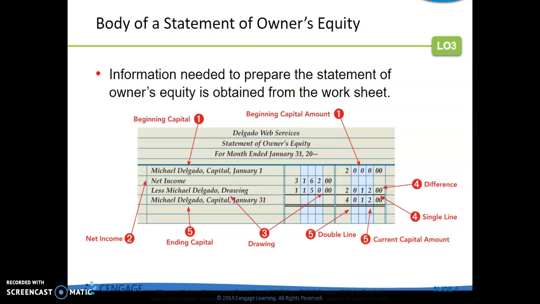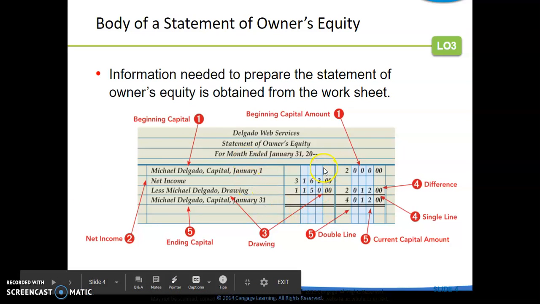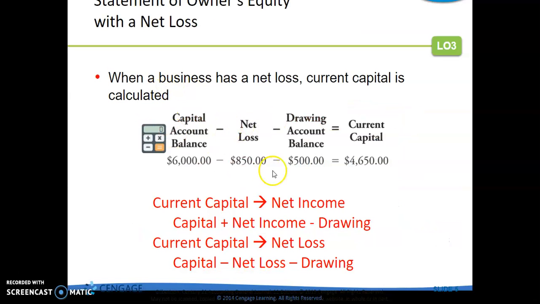So if you were going to do this in your head without doing the statement of owner's equity, the formula would be capital plus net income minus drawing. So current capital is capital plus net income minus drawing. And that's essentially what we're doing here in this statement of owner's equity. And that is depicted here.